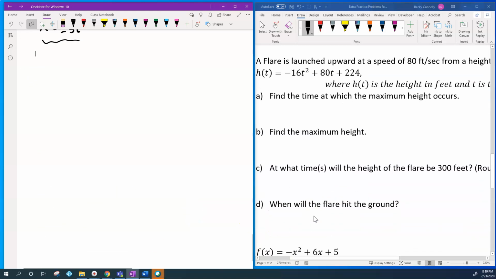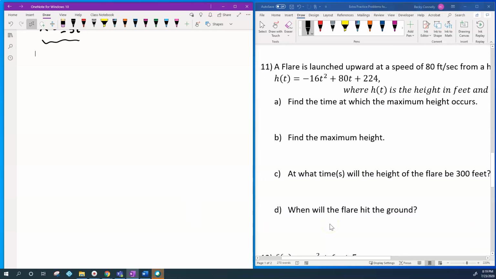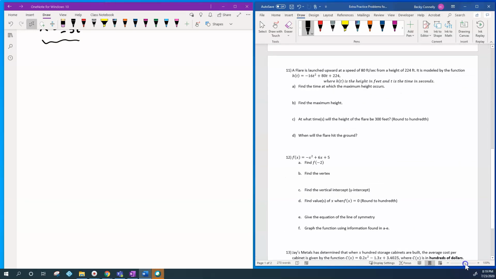All right, we've got a little story problem here, and we've got a few different things that we're trying to figure out. Okay, so on this one, it says a flare is launched upward at a speed of 80 feet per second, and from a height of 224 feet, is modeled by the function there. So you don't really need this information. They're going to give it to you.